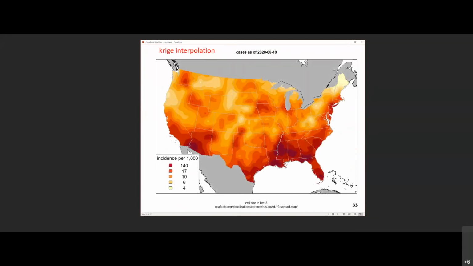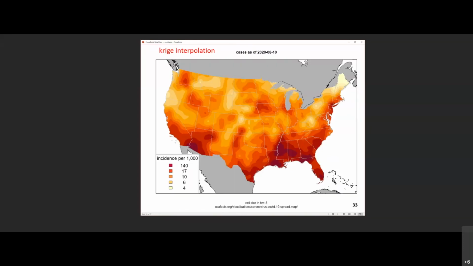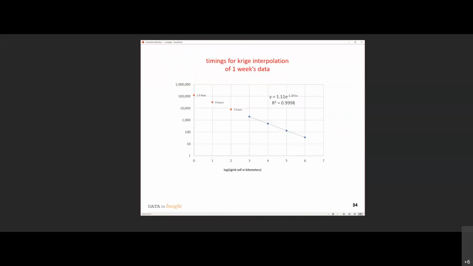So here is a kriging, and this is a geostatistical technique for fitting a surface to irregular data, and it's very difficult to do. It's a fairly sophisticated technique, and it takes a long time. If you look at the logarithm to the base 2 of the cell size, at a kilometer grid size it would take about 1.4 days to run one of those interpolations. More appropriate would be something at level 3, which would be 2 to the third, an 8-kilometer grid cell.